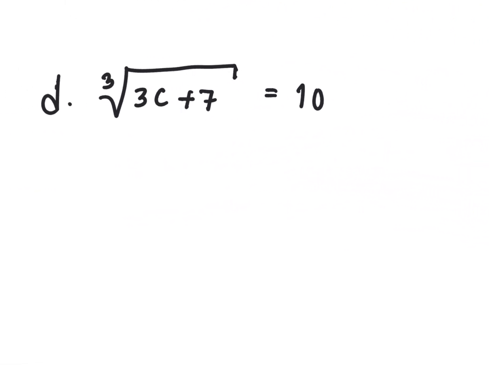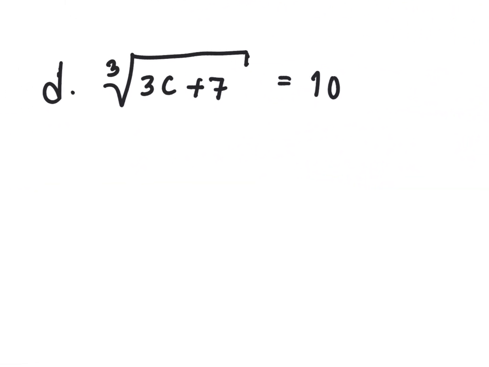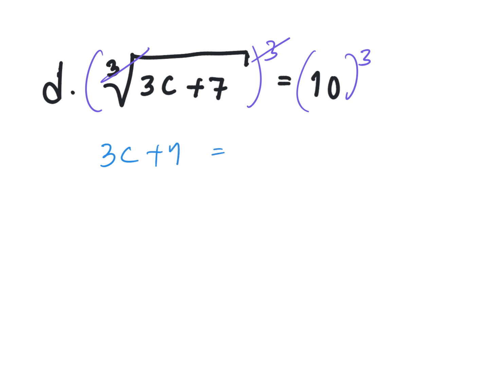Here's our letter D. The very first thing I'm going to do is immediately raise both sides to the third power. This is going to cancel this one. If you continue with the process, this now gives you 3c plus 7, and 10 cubed is going to be 1000.